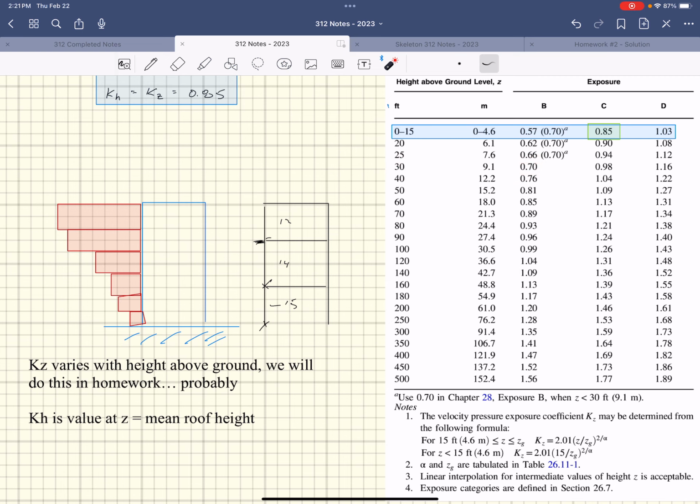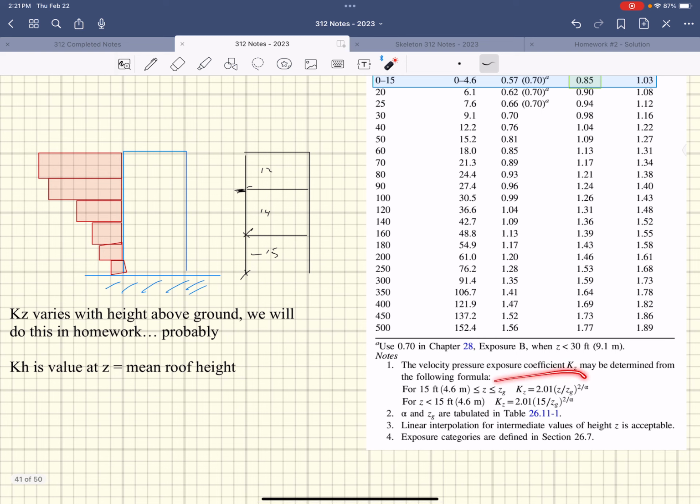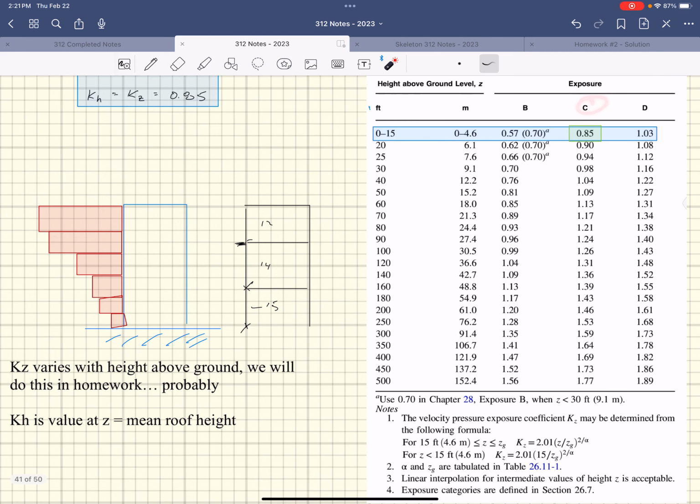What I did is I just used this equation down here. Kz is equal to 2.01 times z over zg, to the power of 2 over alpha. You can look up zg and alpha in the table in ASCE, and then I just plugged in 29 feet and it returned Kz. It should be pretty close to, no, not 0.7. It should be 0.98. I was reading out the wrong ones. There's the C, and that's 29 feet.